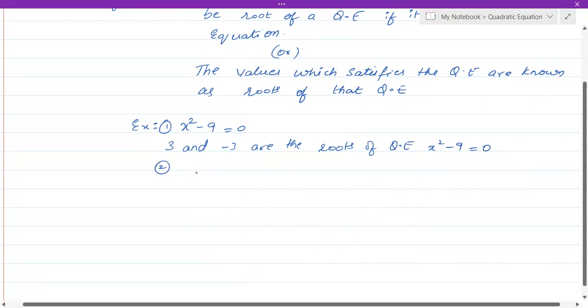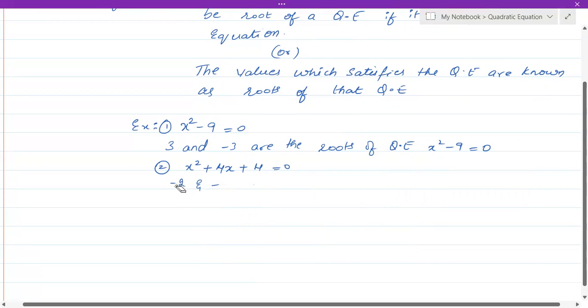Let's take the second one. x square plus 4x plus 4 equal to 0. So here, minus 2 and minus 2 itself. Okay.